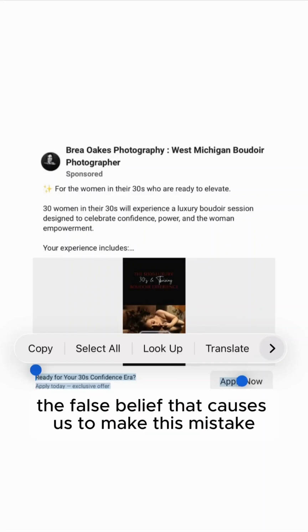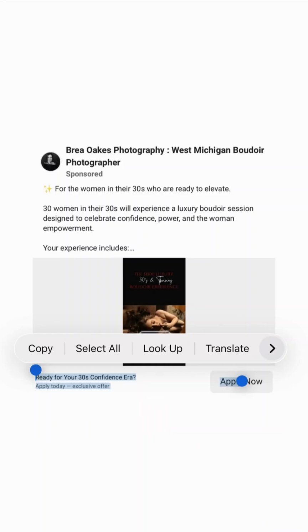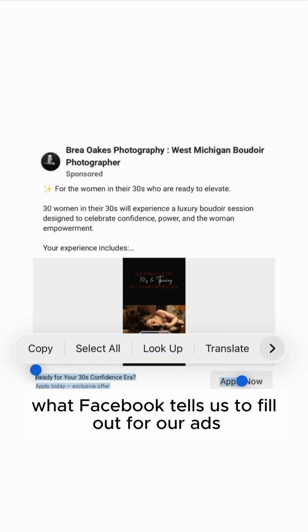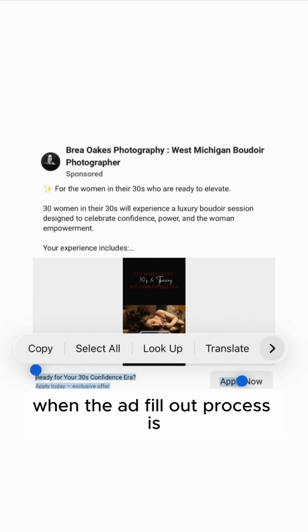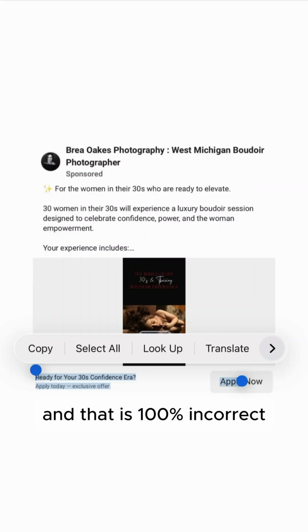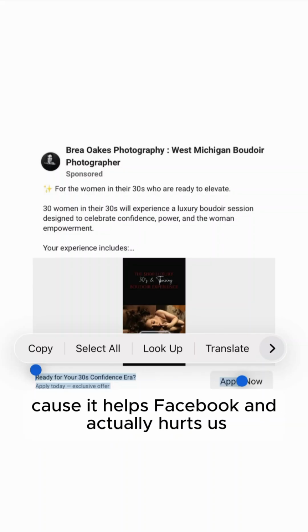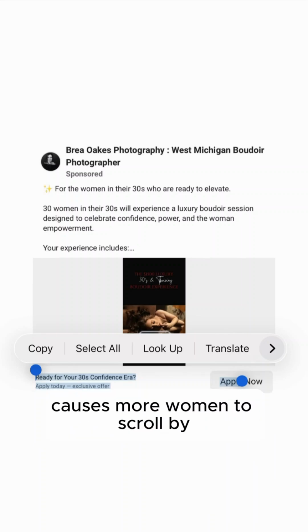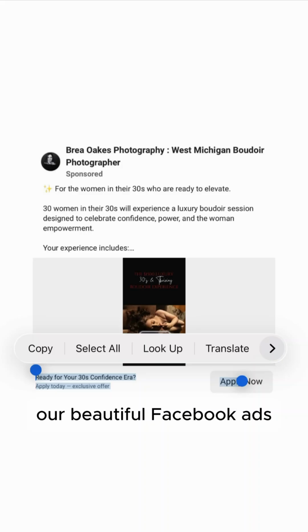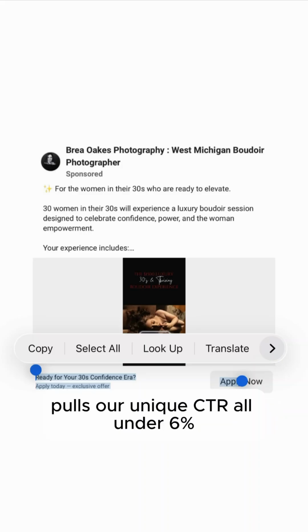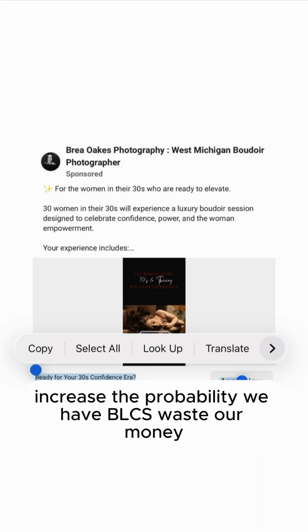The false belief that caused us to make this mistake is that we believe we should trust what Facebook tells us to fill out for our ads, that the ad fill out process is what we should fill out for our ads. And that is 100% incorrect. Facebook recommends those things because it helps Facebook and actually hurts us. That's right, it hurts us. It causes more women to scroll by our Boudoir Facebook ads, pulls our unique CTRL under 6%, increases the probability we have BLCS, and wastes our money.